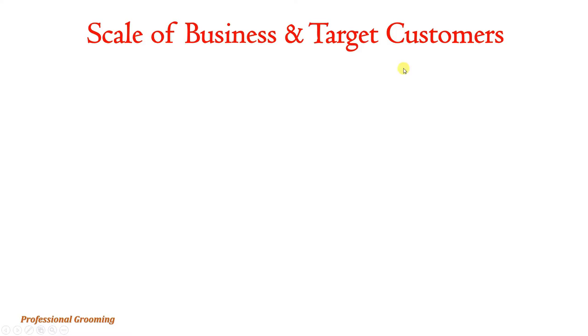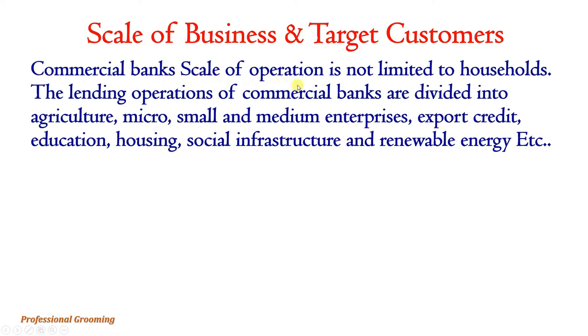The next is scale of business and target customers. A commercial bank's scale of operation is not limited to households only. The lending operations of commercial banks are divided into agriculture, micro, small and medium enterprises, export credit, education, housing, social infrastructure, and renewable energy. Wherever the commercial bank sees that they can earn something, they are targeting those areas of the business.